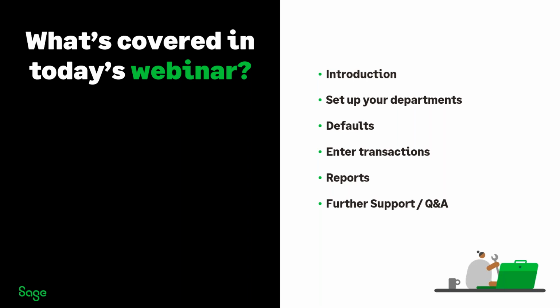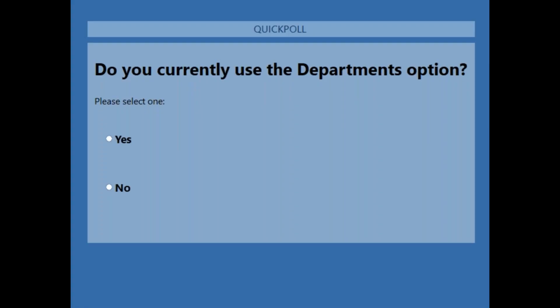Right, now before we get stuck in, what I'm going to do is pop a poll on your screen. So if you don't mind, if you could take part, I'll pop that on now. And simple question, do you currently use the departments option in Sage 50 accounts?